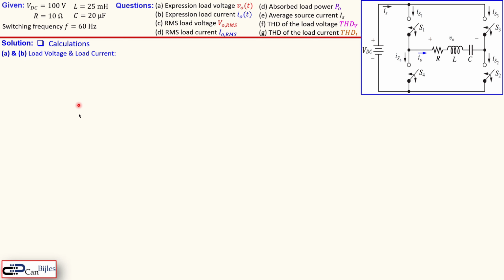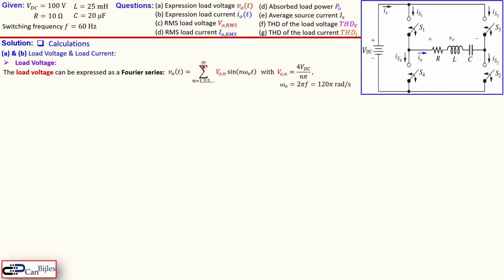The load voltage and the load current can be determined together using the following analysis. The load voltage is expressed using the Fourier series as shown here. We have the summation of the odd indexes, an amplitude, and the sine formula with the index n, which increases the frequency. The formula for the amplitude is 4 times VDC over n pi, where n is 1, 3, 5, etc., so only odd. And omega 0 is our fundamental frequency, or the switching frequency, which is 2 pi times 60 Hz.